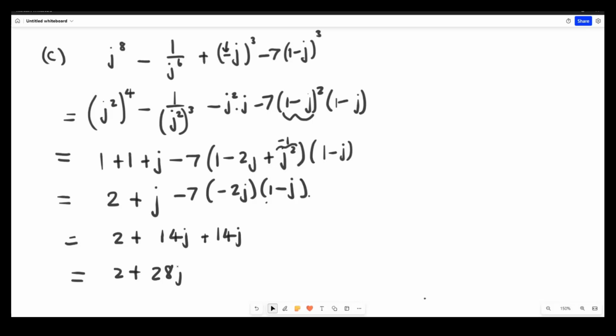Did I miss something? They get 16 plus 15J. So we made a blunder somewhere, and I'm not sure where the blunder lies. Okay. I think you left out that first J after the 2 plus J. The first J. Oh, okay, but there's still something more missing.